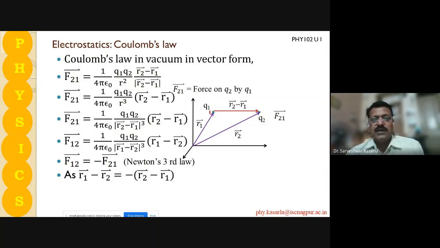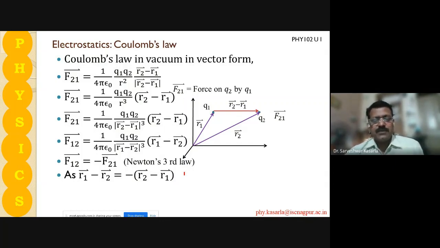The q1 is pushing this q2 away, and this q1 will be pushed by this charge q2 by force F12. So both the forces are equal and in opposite direction. And r1 minus r2 is equal to minus of r2 minus r1. This is the simple vector algebra that can be known.